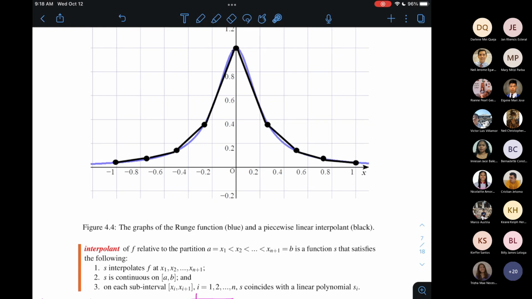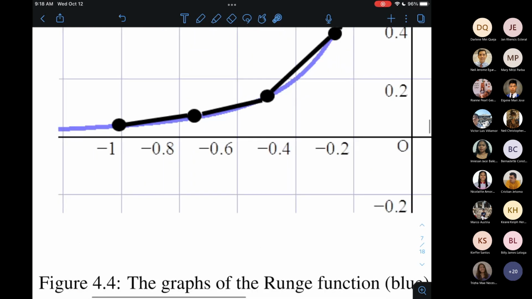So ang gagawin ko ngayon, piecewise linear interpolant yung gagamitin ko. How do we get that? That's basically considering every subinterval as an interpolatory subinterval. So yung unang subinterval natin from -1 papuntang -0.75. Ang gagawin ko ay kukunin ko yung line na magpa-pass through dun sa dalawang points na yon. And this would be S sub 1. This is the first piece of our piecewise linear function.